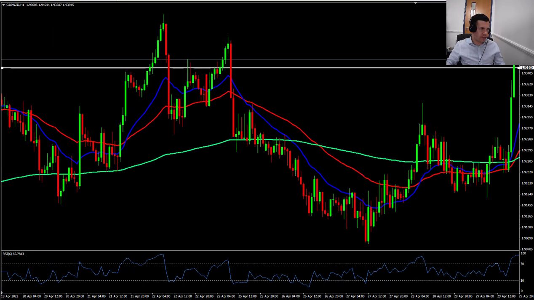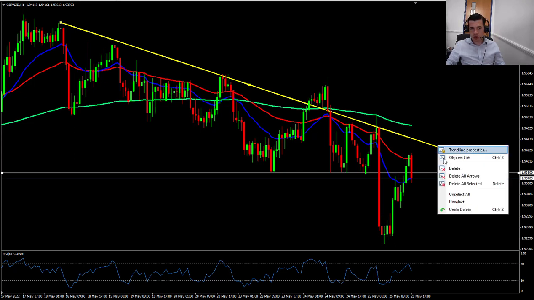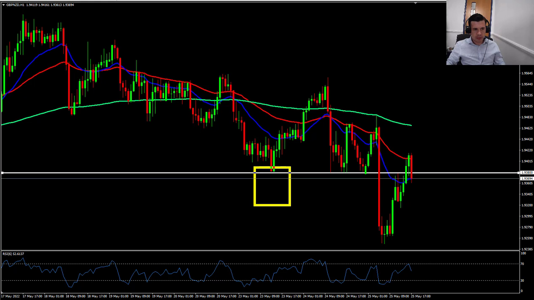I love this on a smaller time frame. As you can see in here, we had a great pin bar rejection there, which unfortunately price dragged slightly higher. We're now trading back below the resistance level, as you can see. Price rejected, rejected, rejected, rejected, and we're now back below it.